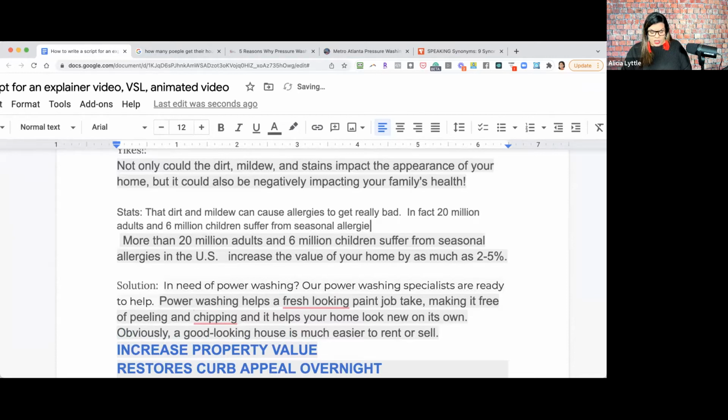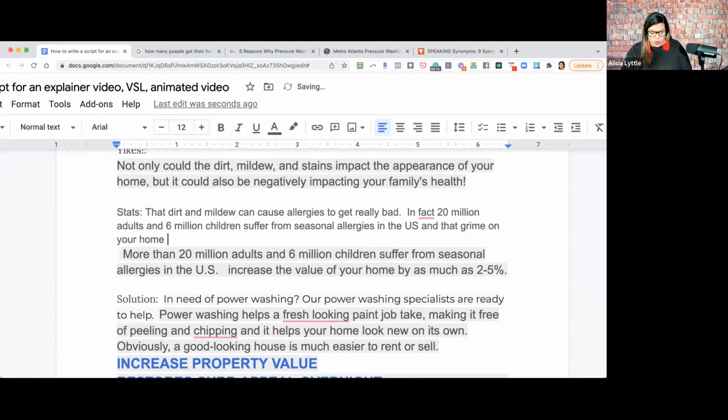In fact, 20 million adults and 6 million children suffer from seasonal allergies in the US, and that grime on your home driveway could be contributing to health problems. All right, that's my yikes right there.